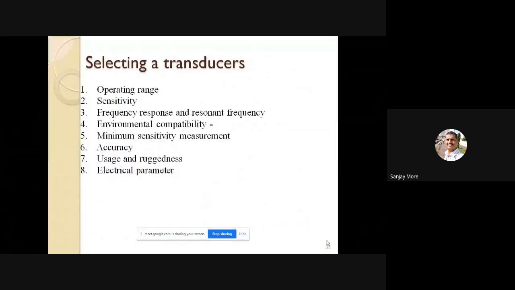Then the selection criteria or selection parameters of transducer. First one is the operating range, second sensitivity, third frequency response and resonant frequency. Fourth one is the environmental capability. Fifth one, minimum sensitivity measurement. Then accuracy. Then usage and ruggedness. Then electrical parameters.